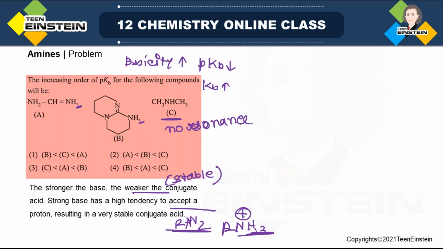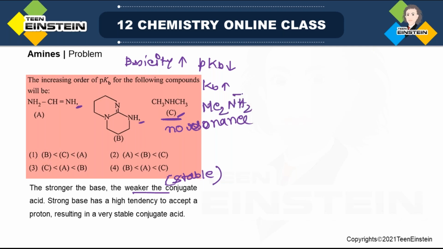So a strong base will have a high tendency to accept a proton, resulting in a very stable, or you can say very weak, conjugate acid. Now in the case of C, if you consider the protonated form, it is actually Me2NH2 plus. But in this case, no resonance is possible. Whether you consider the protonated form or not, resonance is not possible. So C is basically the least basic. That means the pKb value should be maximum. From that logic, any of these options should be correct. Now come to A and B.